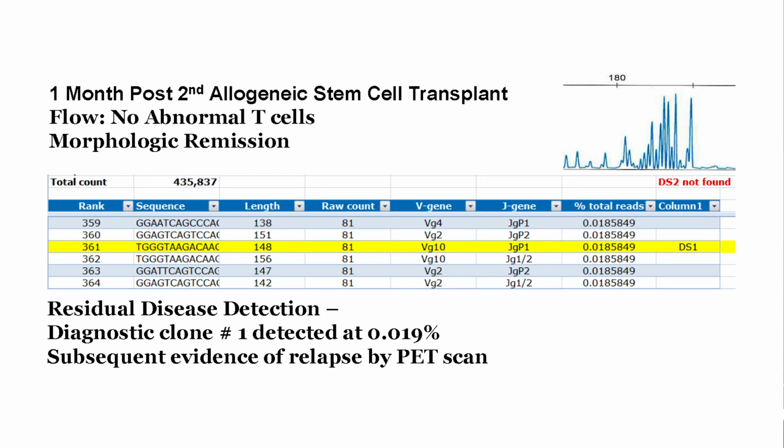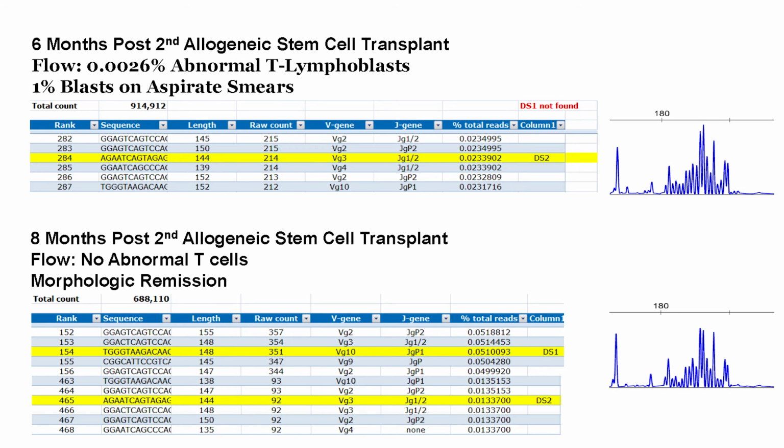It so happened that this patient did in fact have residual disease, even though it was not picked up by morphology or by flow cytometry. About a month later, the patient had the diagnostic clone picked up at 0.019% by flow cytometry, and the PET scan showed that the patient had relapse. So this is one where we could clearly prove that the NGS assay was much better than the other ways of tracking this patient. Again, the same patient at 6 months and 8 months.